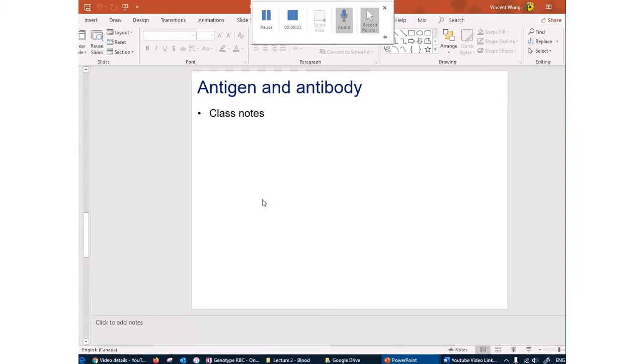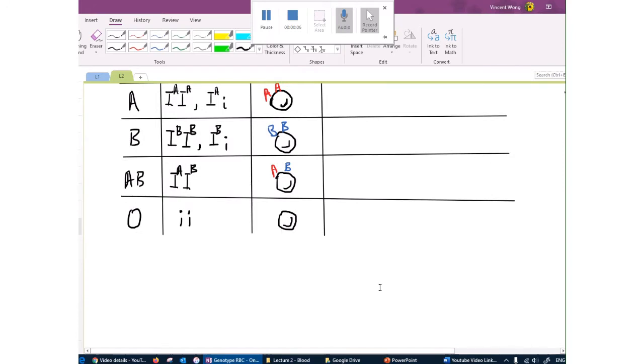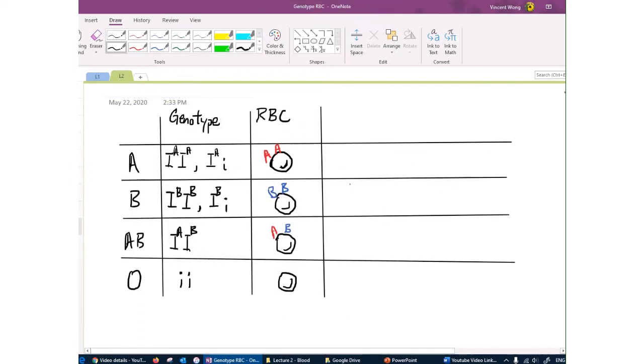Now let's talk about antigens and antibodies. Understanding this will help us understand the concept of transfusion. So let's go back to this note that we took earlier and talk about the relationship between antigen and antibodies. So once again, antigens are basically what's on the surface of your red cells, and those are determined by your genetic makeup, determined by the kind of alleles that you have.